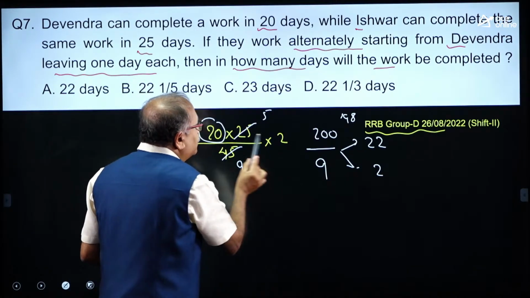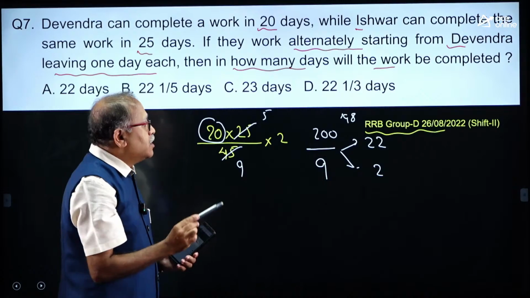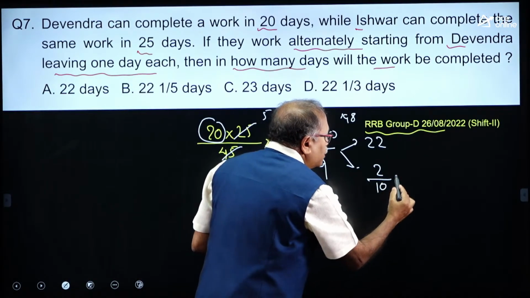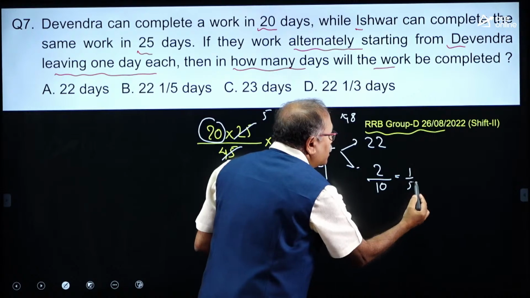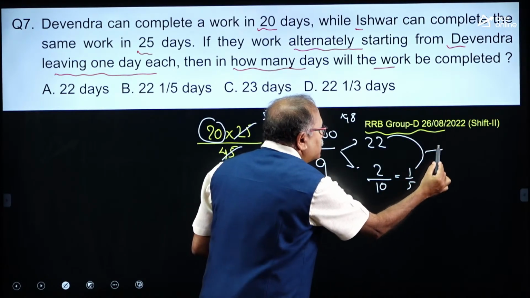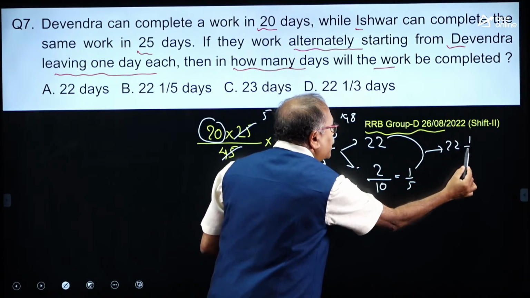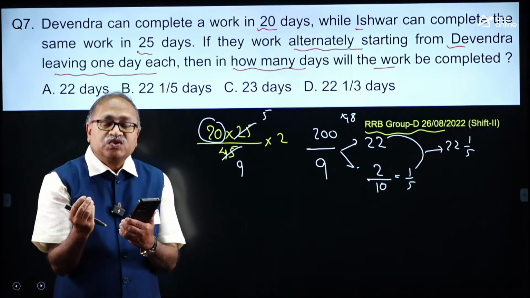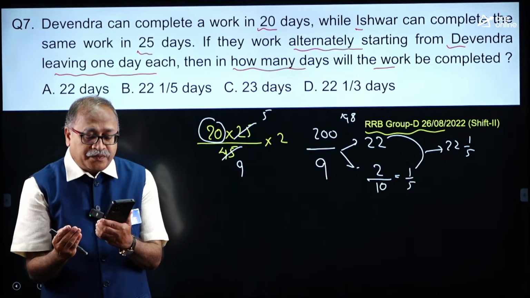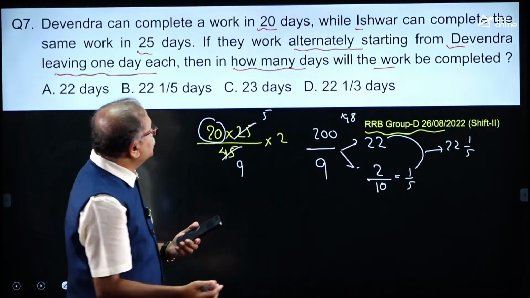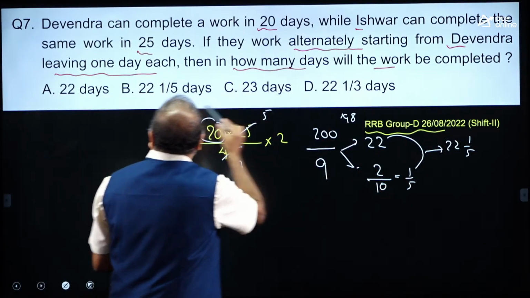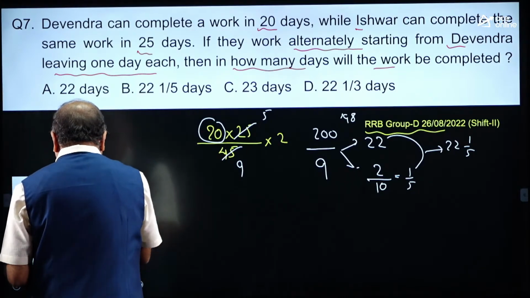So, 200 divided by 20, you get 10. So, this divided by 10 and you are getting 1 by 5. So, what is your answer? This is 22 1 by 5. So, simply and easily and with such speed you have answered the question. Okay, option choice B. Yeah, 22 1 by 5, option choice B.